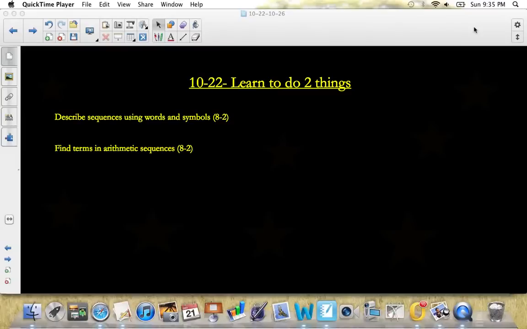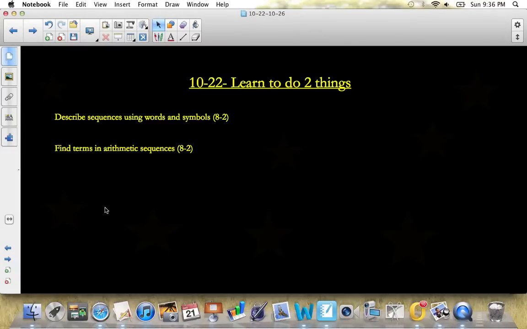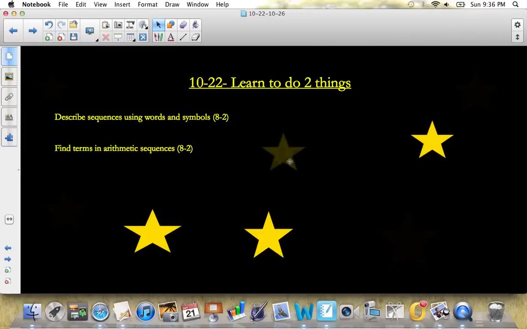Alright, so for tomorrow, you're going to need to be able to determine some sequences using words and symbols and find terms in arithmetic sequences. So these are all cool, awesome, and amazing things to be able to do. And they are actually surprisingly easy to be able to do as well. So let's go ahead and move on.